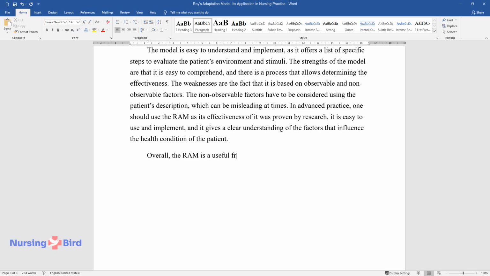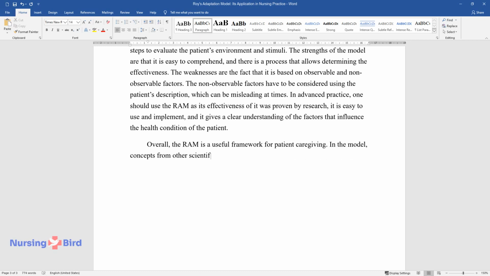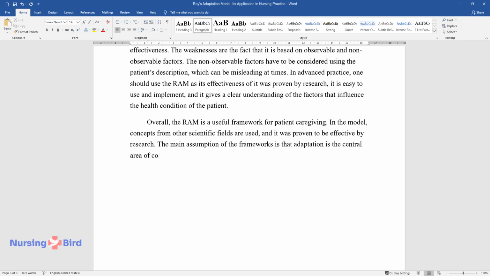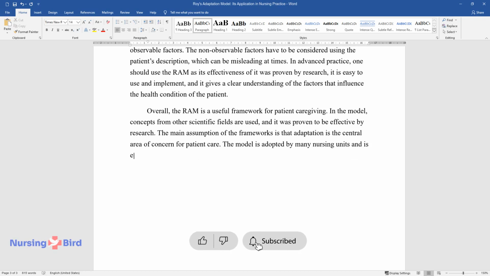Overall, the RAM is a useful framework for patient caregiving. In the model, concepts from other scientific fields are used, and it was proven to be effective by research. The main assumption of the framework is that adaptation is the central area of concern for patient care. The model is adopted by many nursing units and is effectively used to influence the environment of the patients and their health conditions.